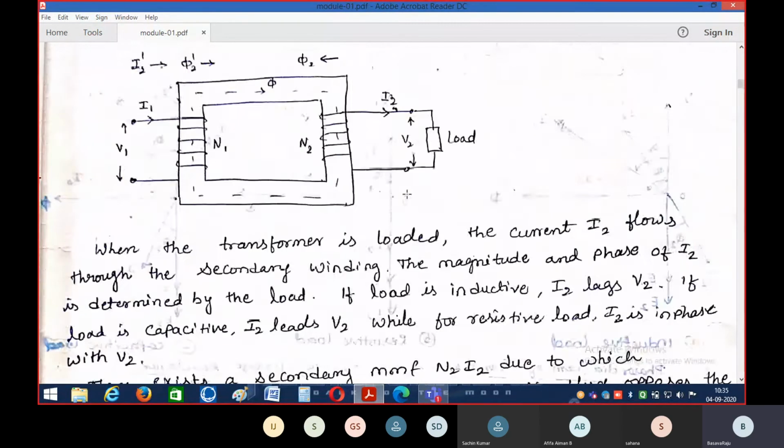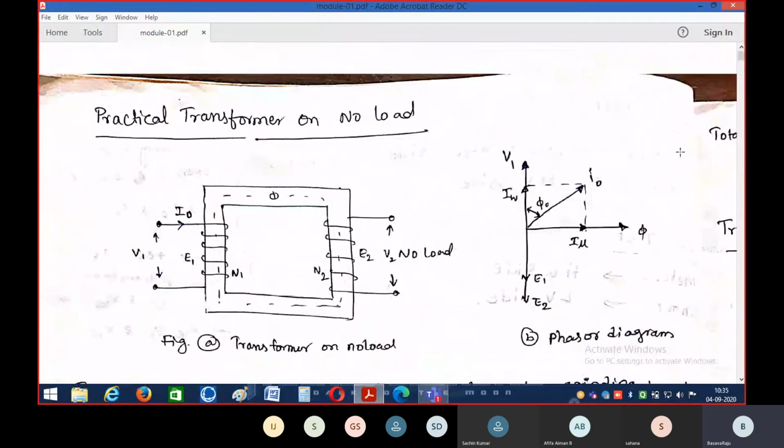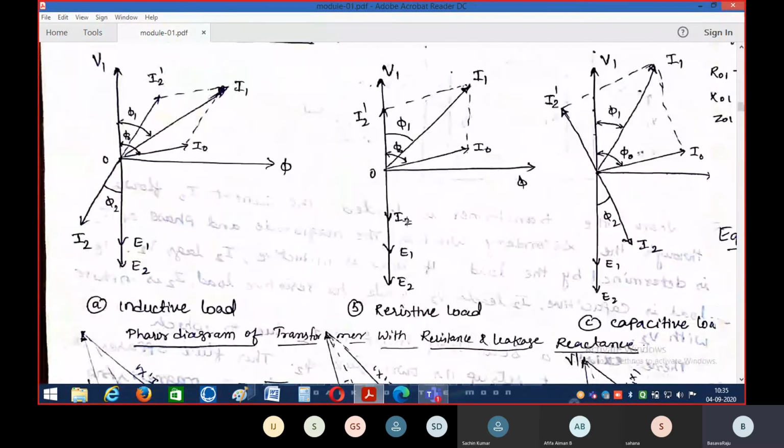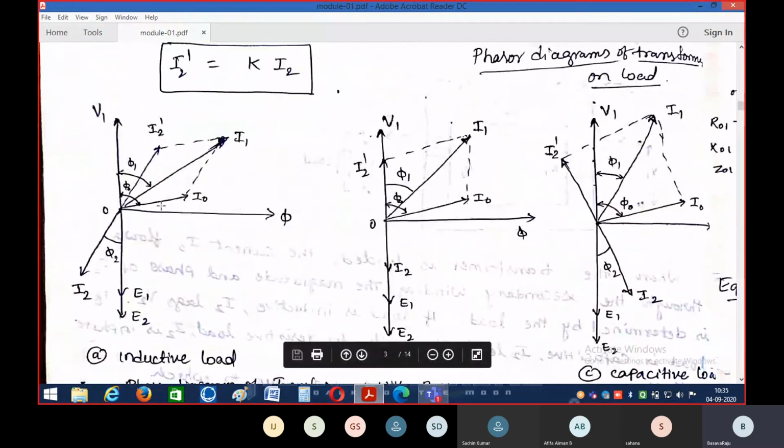In the previous diagram, if you go through how the I naught vector was obtained, you will see that I naught leads phi by some angle. In the same manner I have represented the I naught vector here; this vector denotes I naught. And these vectors represent the induced EMF in the primary and secondary windings.